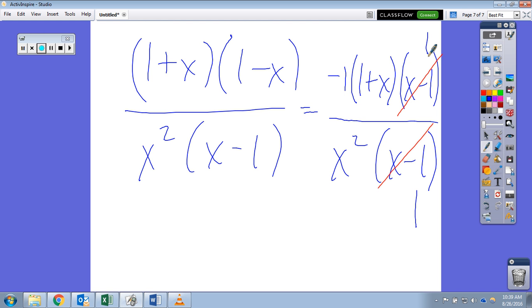Let's think about that. 1 minus x is not the same as x minus 1. They're not the same. But do you see now that this is the exact opposite of this? So you cancel.